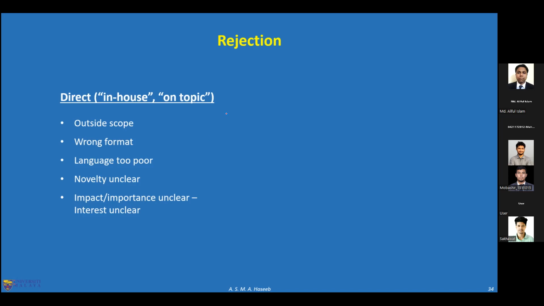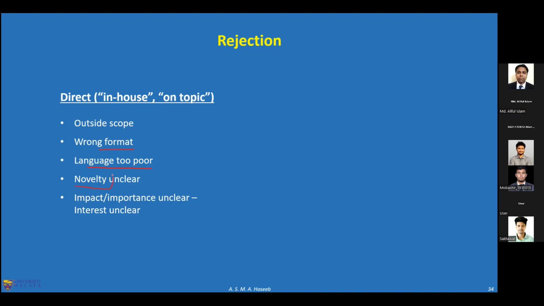So what will they check for this direct in-house rejection, which means that they are not sending it to any reviewer? They will check if your paper is within the scope of the journal. If it is outside the scope, then it will definitely be rejected. They will look at the format. They will see if the English is acceptable, if it has a minimum quality. If it is below that threshold, then they will right away reject the paper, even though you may have done a good job.